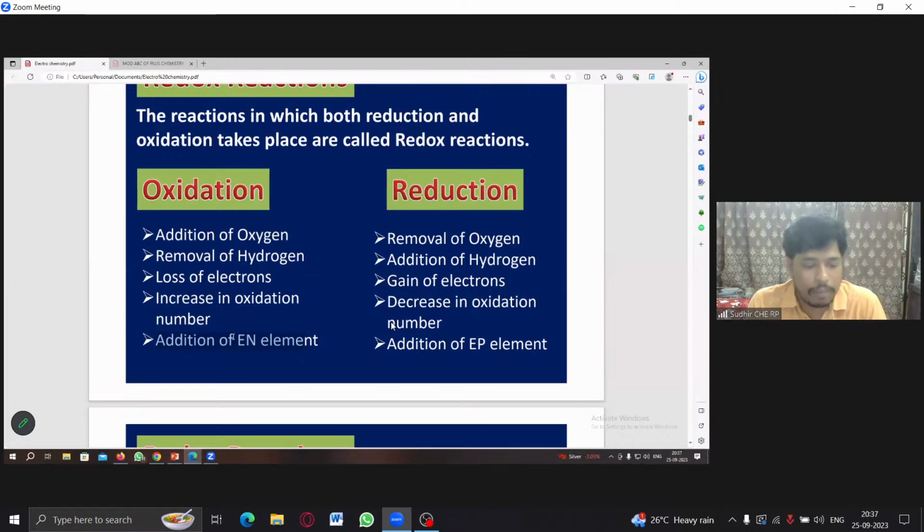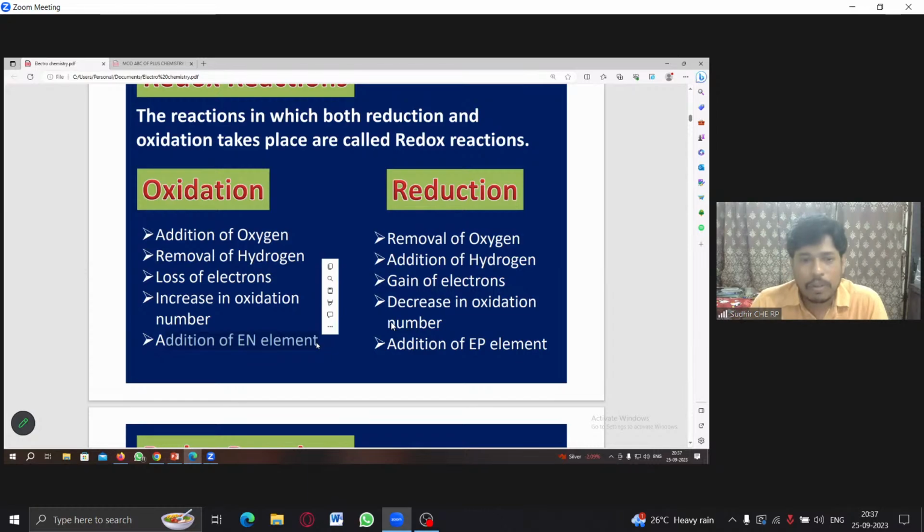If it is possible, make a note of all the possible statements. Loss of electrons is called oxidation. Increase in the oxidation number is also called oxidation, or the addition of an electronegative element to another substance is also called oxidation.